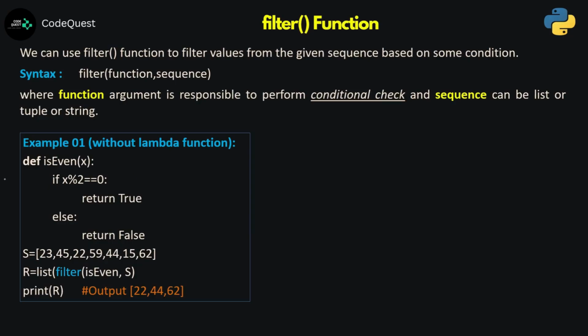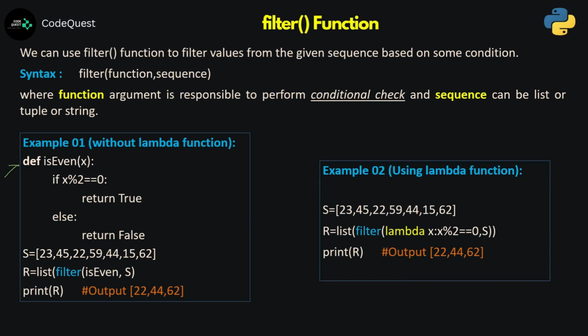Let's say we have defined one function here, that is is_even, and this function is going to return true if this x is an even number. So if it is divisible by 2, then it is going to return true. Otherwise, it is going to return false. Now here we have taken a list S holding a certain set of values.